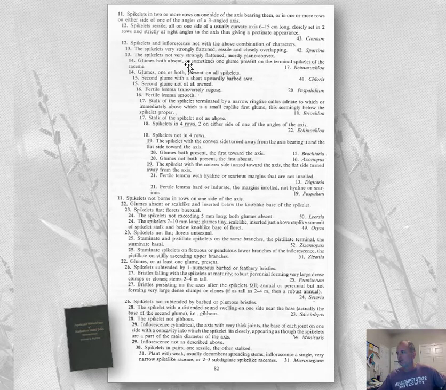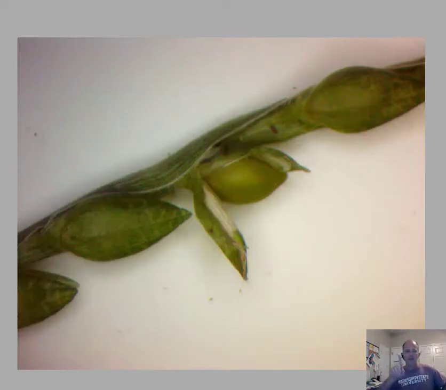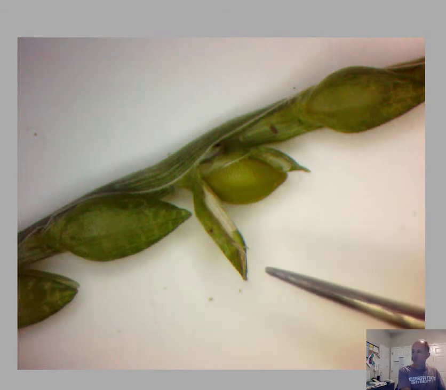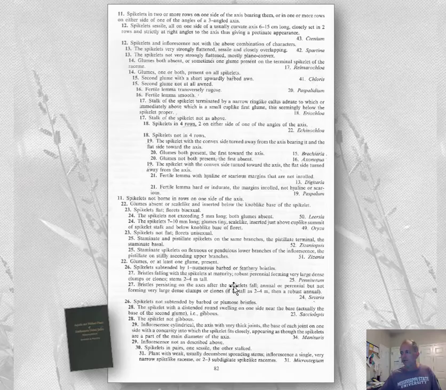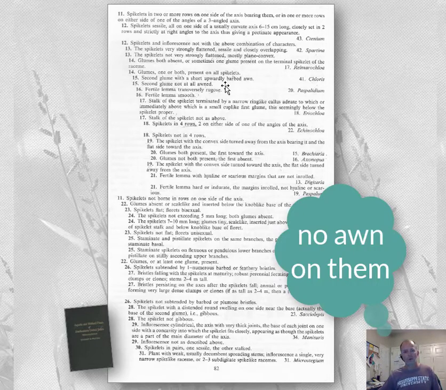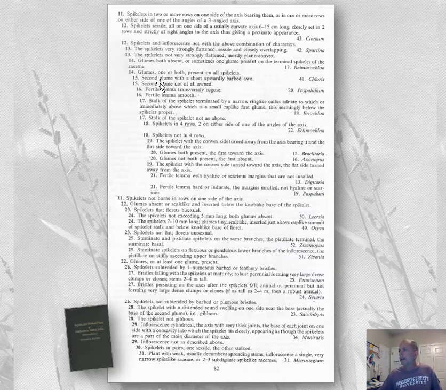Let's see, where were we? The glooms. Glooms both absent. Glooms are not both absent. One or both present on all spikelets, yes. The second gloom with a short, upwardly barbed awn. So an awn is like a little spiky thing or a long hair at the end of them. These don't have that. There's no hair out at the end of these things. It would be coming off of here. I think it said it was on a gloom, so it would be coming off of that gloom. Where were we? Yeah, so on this 15 here, there's no awn. There's no awn on the gloom. Second number 15, okay, it's not on.